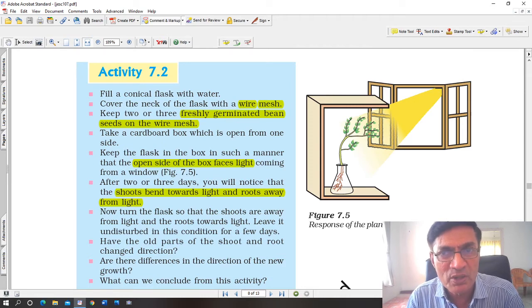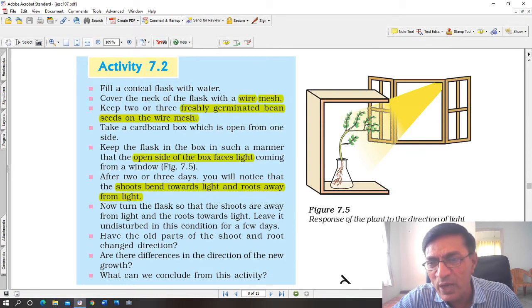Okay. Tropism means movement. Photo means light. So you got different kinds of movements. After a few days, you will again see.